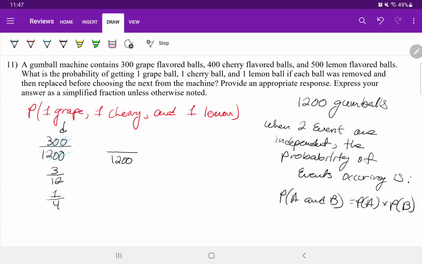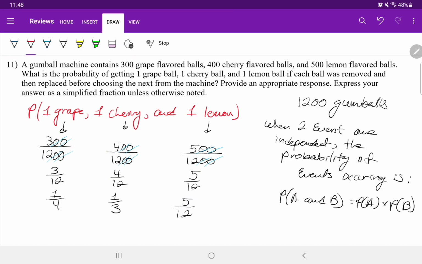And the next one is cherry. There are 400 cherries. So the probability of receiving a cherry is going to be 400 out of 1,200. Once again, my zeros can simplify each other out. That gives me 4 over 12. And 4 over 12 can be reduced to 1/3. And last but not least, the last one is a lemon. There are 500 lemon flavored gumballs. So the probability of a lemon flavor is going to be 500 over a total of 1,200. The zeros, once again, simplify each other out. I'm left with 5 over 12. 5 over 12 cannot be simplified any further, so I'm going to leave it as 5 over 12.